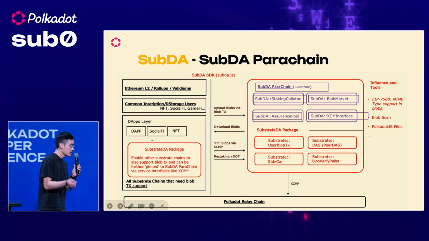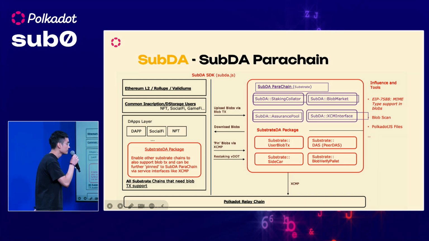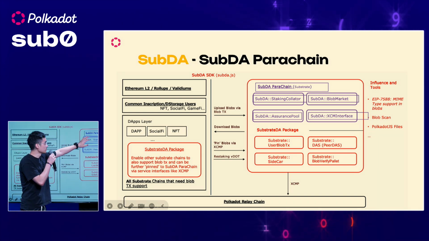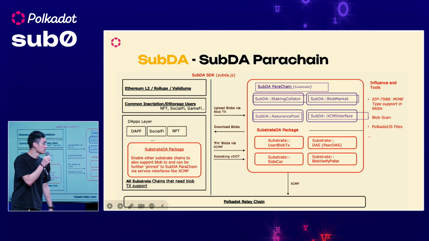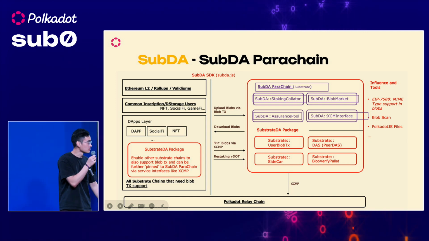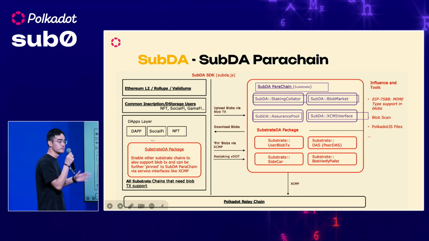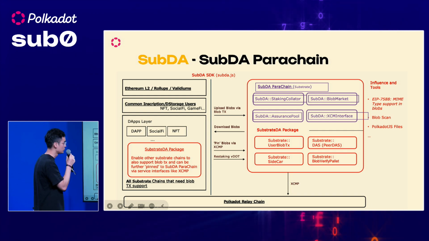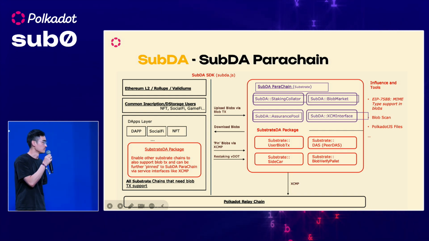And another perspective is that we have a parachain called sub-DA, which is a Substrate-based standalone parachain that offers DA services to all the Substrate-based parachains in the Polkadot ecosystem.